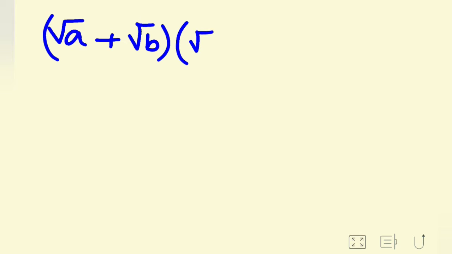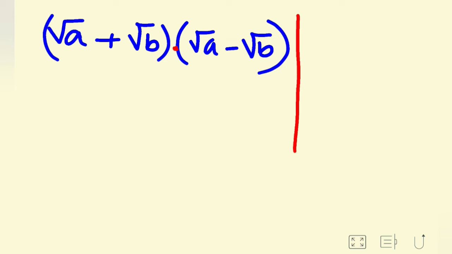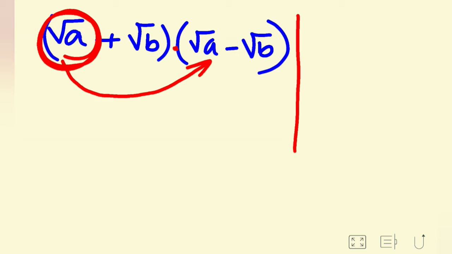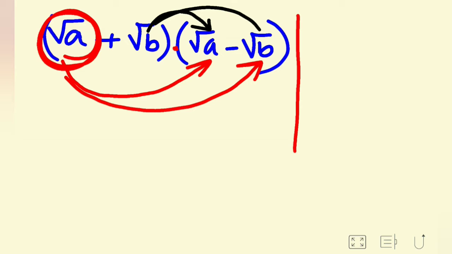Now we're going to see some formulas. If I write root over a plus root over b here and root over a minus root over b, and these two are multiplied, how can this be calculated? You see here that according to the rules of multiplication, here is root over a plus root over b, root over a minus root over b. So root over a, I'm going to multiply with both root over a and minus root over b. Again, this root over b will be multiplied with root over a and minus root over b.